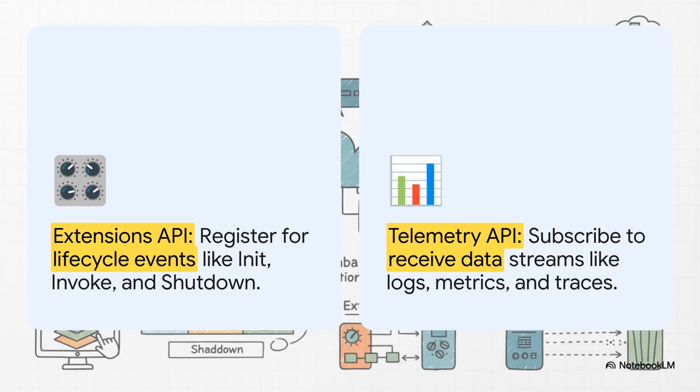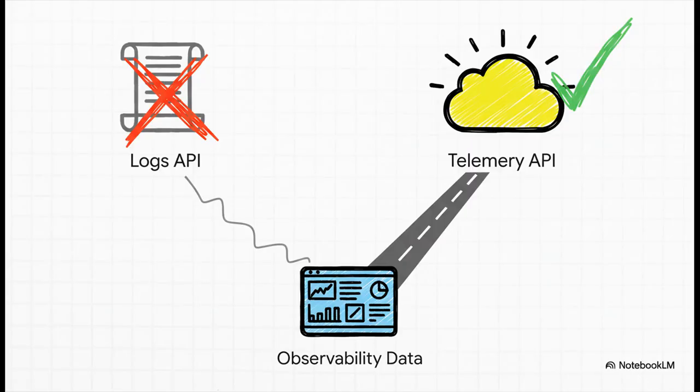And hey, just a quick pro tip here. There is an older Logs API, but the Telemetry API is the modern, recommended way to get all that rich observability data. So if you're building a new extension today, this is definitely the API you want to be using. It's just way more powerful.